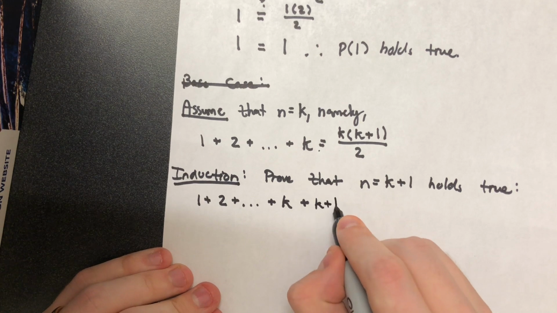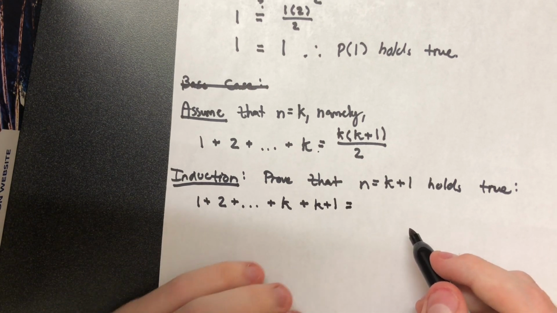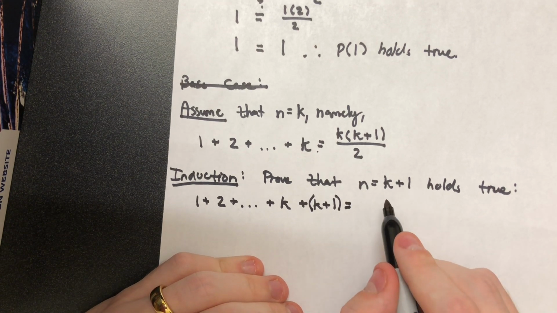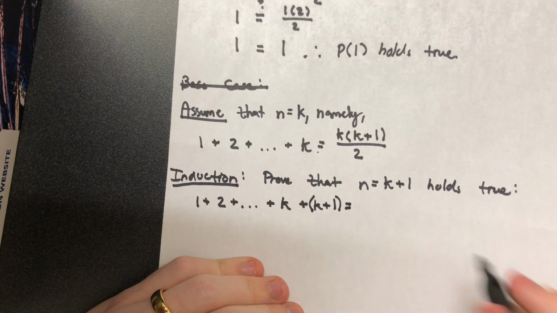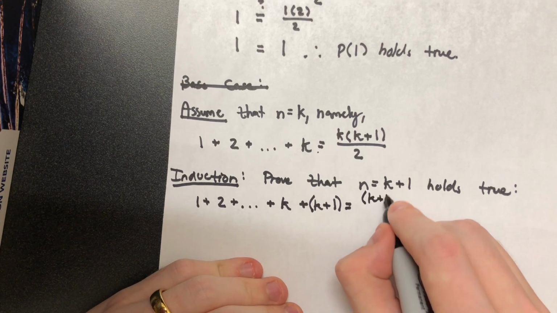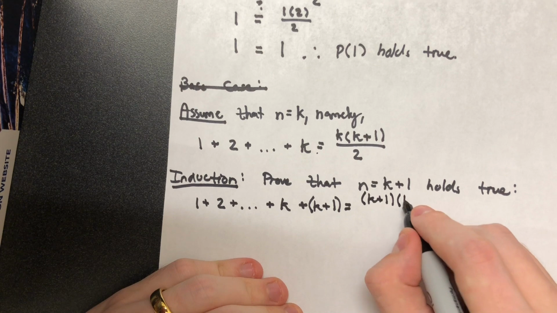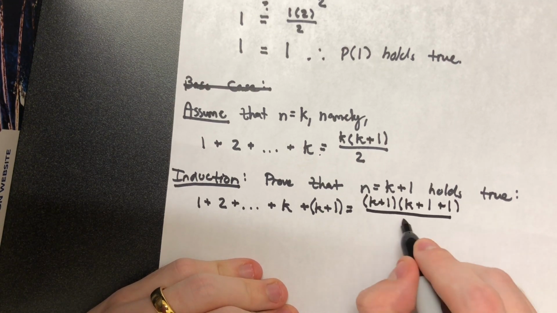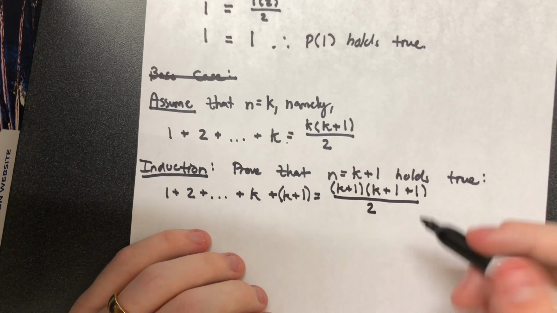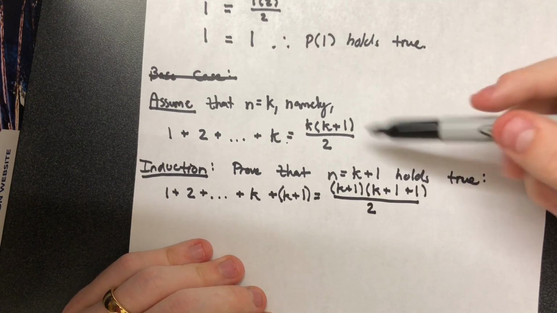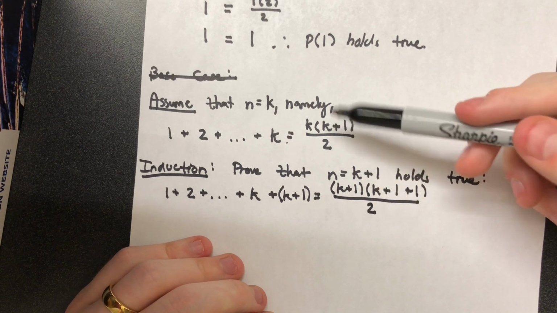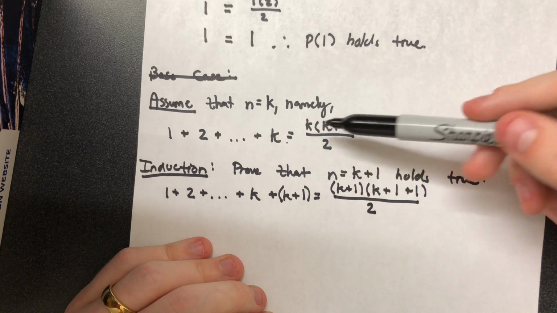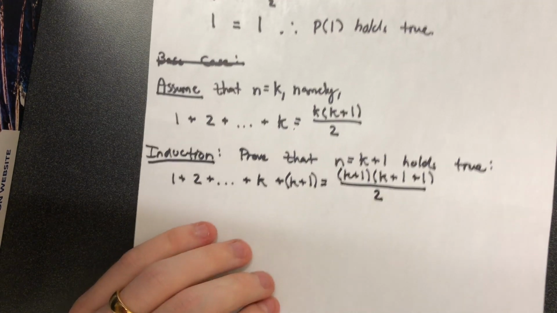So plus k plus 1 equals, now on the right side, we need to replace k with k plus 1. So all we have to do is do k plus 1, then times k plus 1 plus 1 over 2. Now, you may be wondering, where did I get all this from? From right here. Like I said, all you have to do is substitute in k plus 1 for k on the right side. Okay?